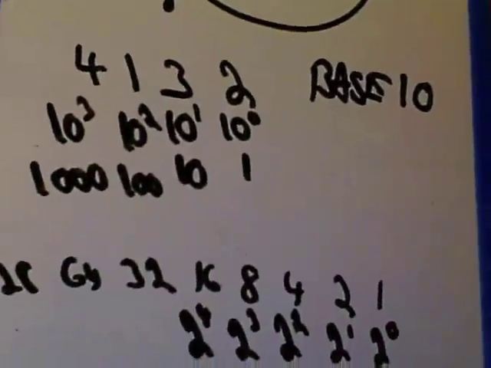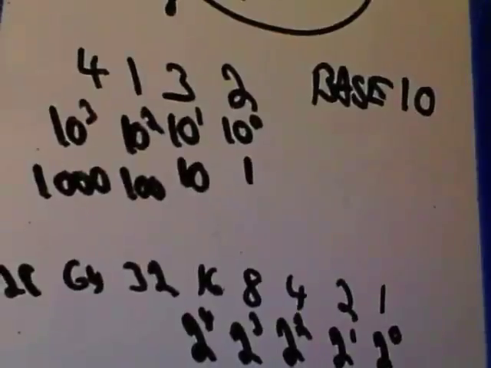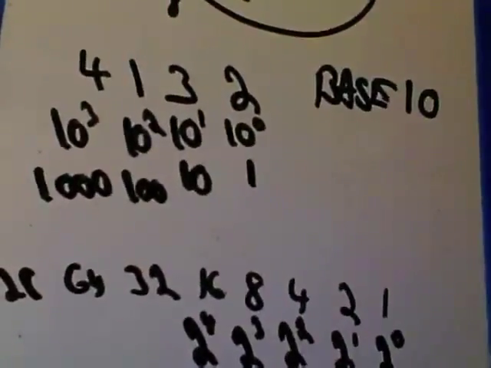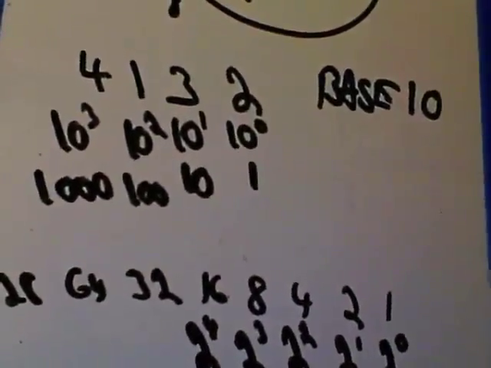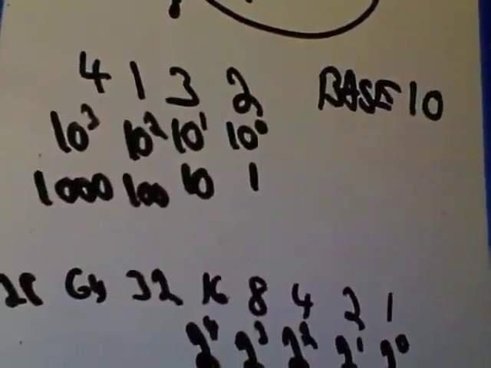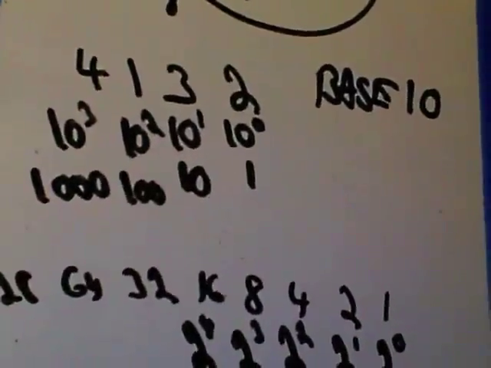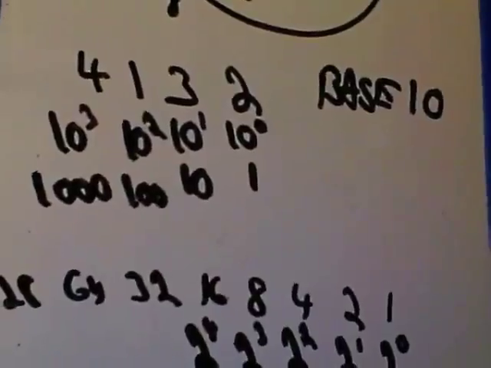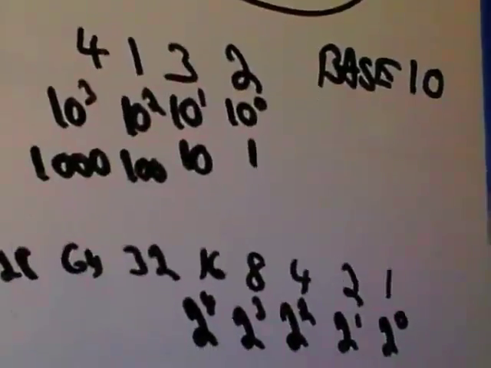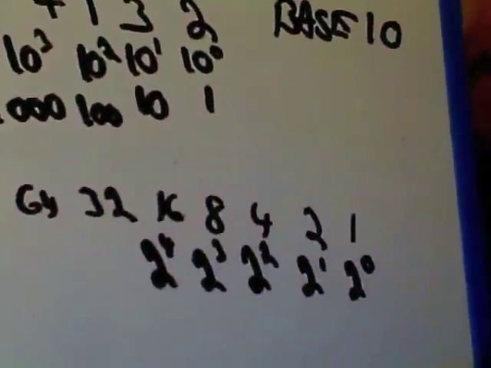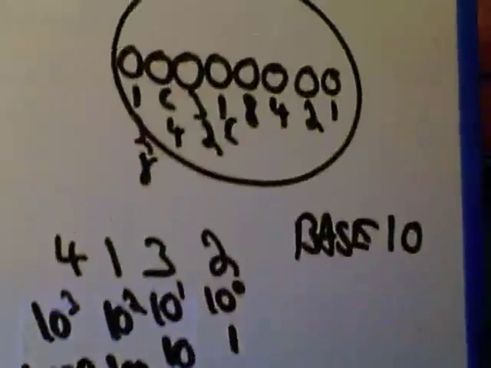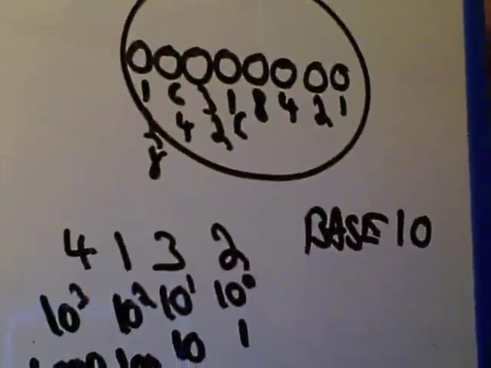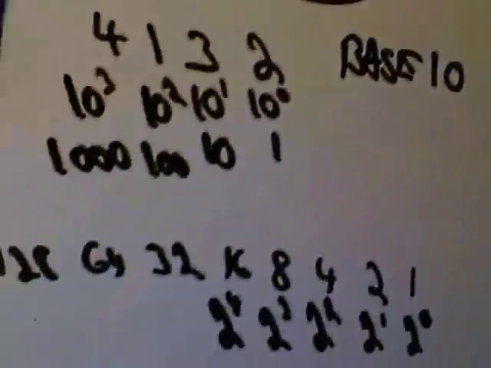4,132. What's 10 to the 0 power? 1. What's 10 to the first power? 10s. We have 3 10s. What's 10 squared? 100. We have 1 100. What's 10 cubed? Thousands. We have 4 1000s. Well, take a look at the numbers that are at the bottom of our 8-bit byte. 1, 2, 4, 8, 16, 32, 64, 128.